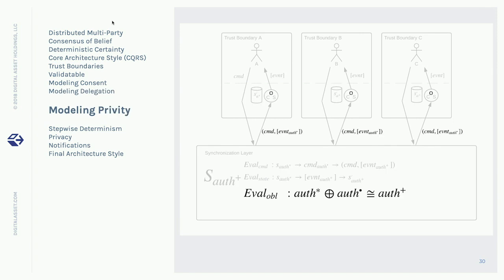With privity, we add a constraint that we can't actually manufacture authorization out of thin air. You must either obtain the authorization from the command, or you must obtain the authorization from the pre-existing state. You just can't invent authorization.